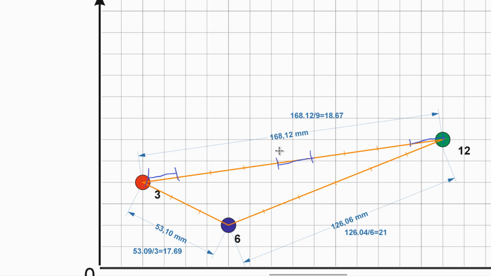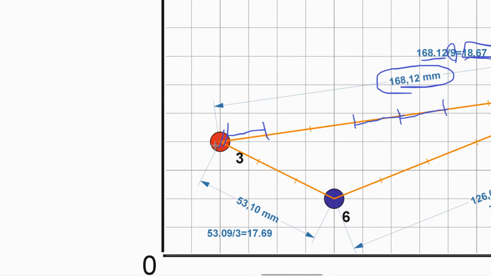Okay, then we take the measure from here to here, and we have to divide it by the difference between this point and this point. That's 12 minus 3, that's 9, and we divide this segment by 9, and this is the result, and this is the distance for every piece of these ones. Okay, and we have to do the same for this segment and the same for this segment.